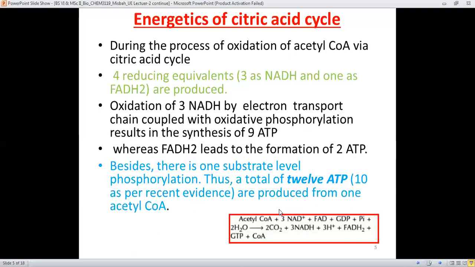And here is the complete picture. Three NAD are needed and one FAD is needed, and there is generation of 3 NADH and 1 FADH2. Oxidation of 1 NADH gives 3 ATPs, and similarly oxidation of 1 FADH2 into FAD gives 2 ATPs.